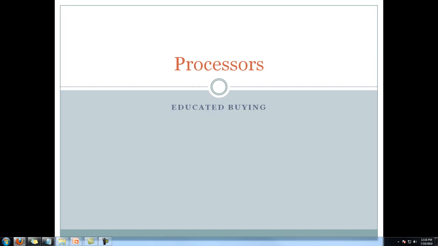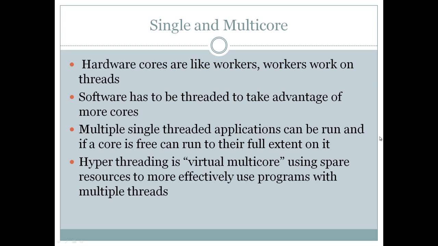We start off with processors, and first of all, we should probably go to single and multi-core. Cores are like workers, and a worker can work on a thread. So let's say you open up a web browser, it starts in a thread. If you open up a new web browser like Chrome, it actually opens up in multiple threads, which, if you have more than one core, you can actually work on them all at the same time. So that's partially why Chrome is a little bit faster: the resources are divided up.